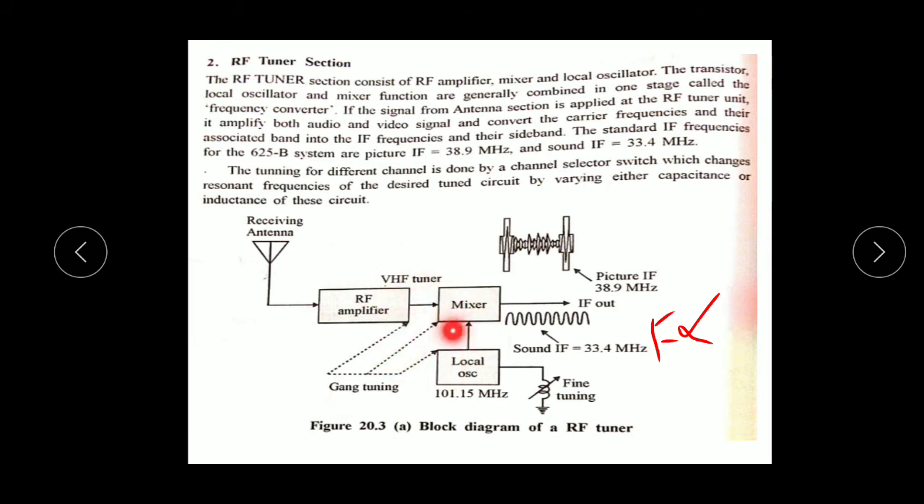It converts the receiving frequency into the IF frequency. If the signal from the antenna section is applied to the RF tuner unit, it amplifies both the audio and video signals and converts the carrier frequency and the associated band into the IF frequency.